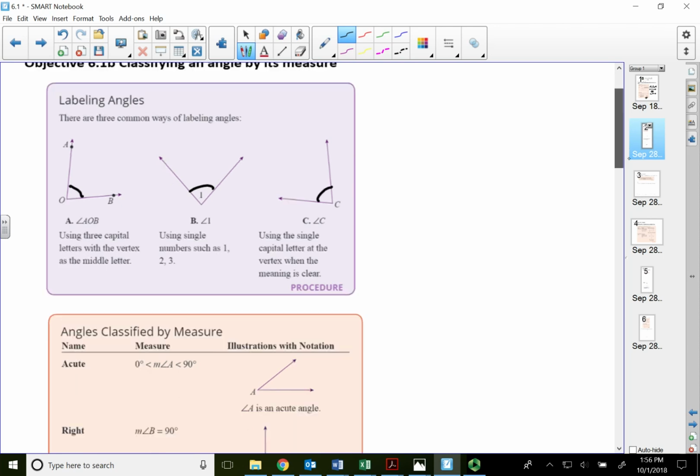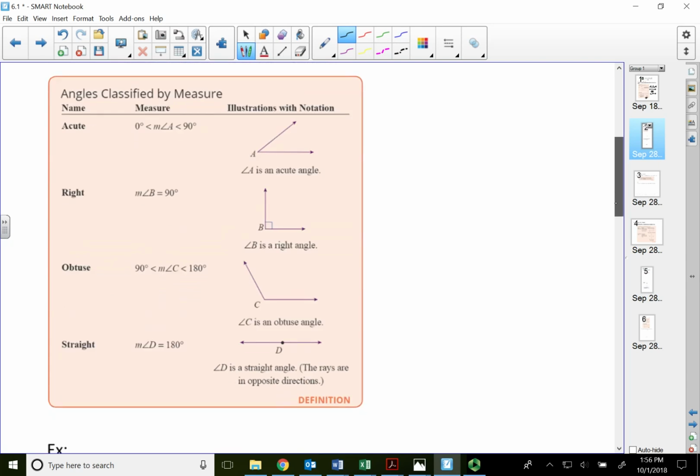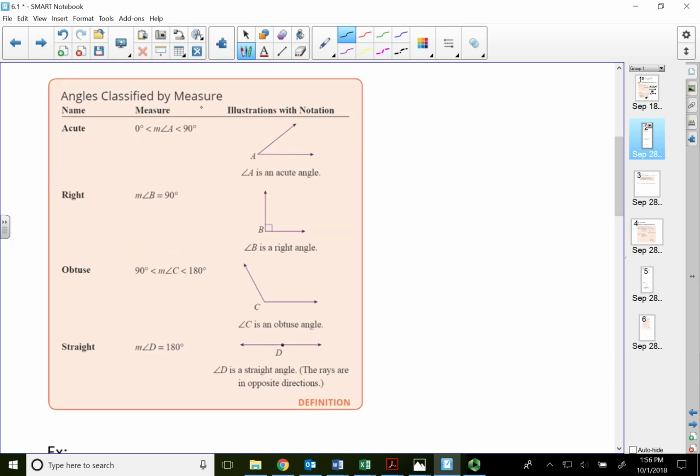Now, you probably remember some of these, angles that are classified by their measurement. Any angle that is between 0 and 90, we call an acute angle. So angle A here is an acute angle.